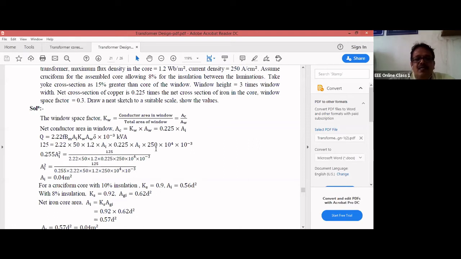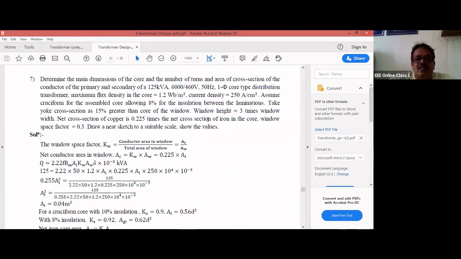Into 250. What is given here? Current density 250 ampere per centimeter square. Check here, it is not millimeter square, it is centimeter square.